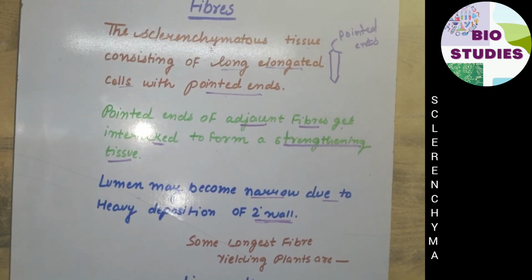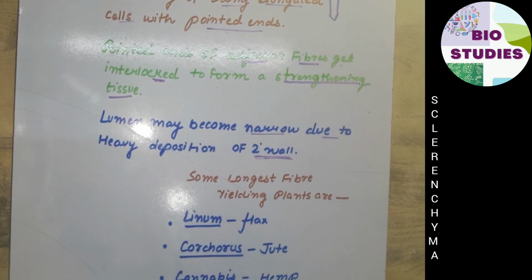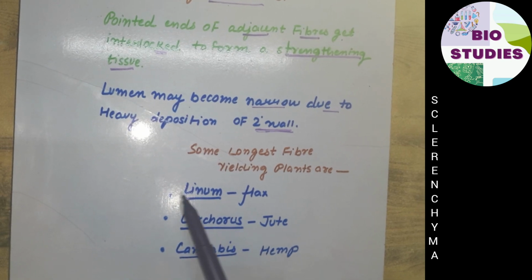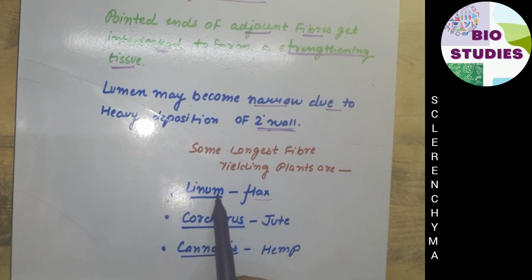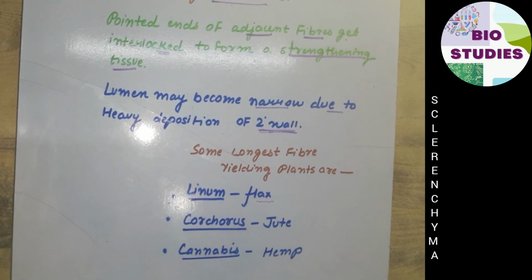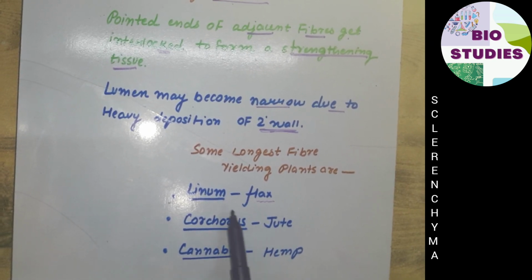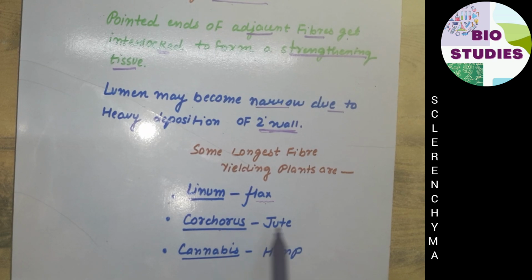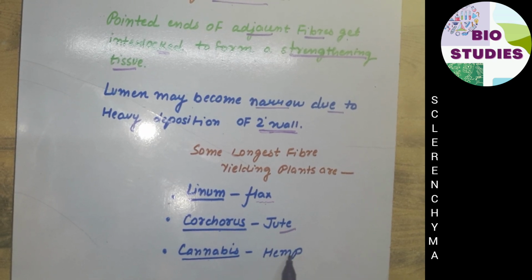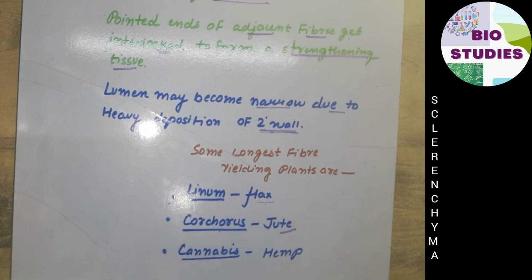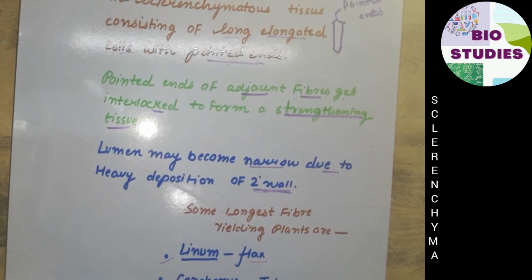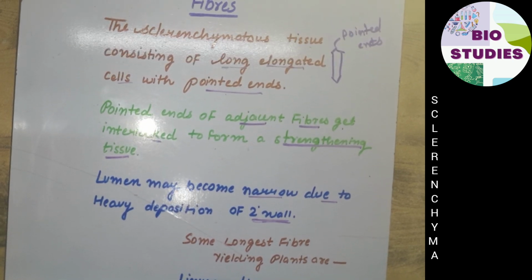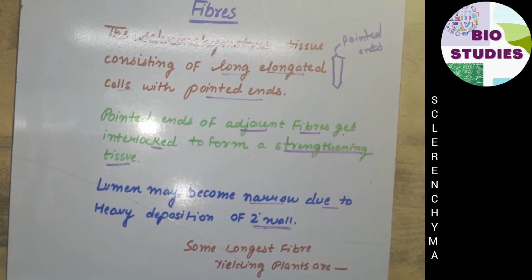And now I'm telling you some longest fiber yielding plants, that is Linum, and its common name is flax. Linum is a botanical name. Here I underline the botanical names. Linum is flax, Corchorus is jute, Cannabis is hemp, and these all are economically important plants. So that is the introduction about fibers, that these are elongated cells with pointed ends, they interlock to form a strengthening tissue.